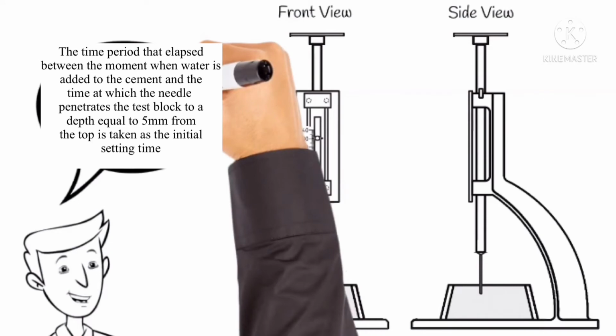The time period elapsed between the moment when water is added to the cement and the time at which the needle penetrates the test block to a depth equal to 5 millimeters from the top is taken as the initial setting time.